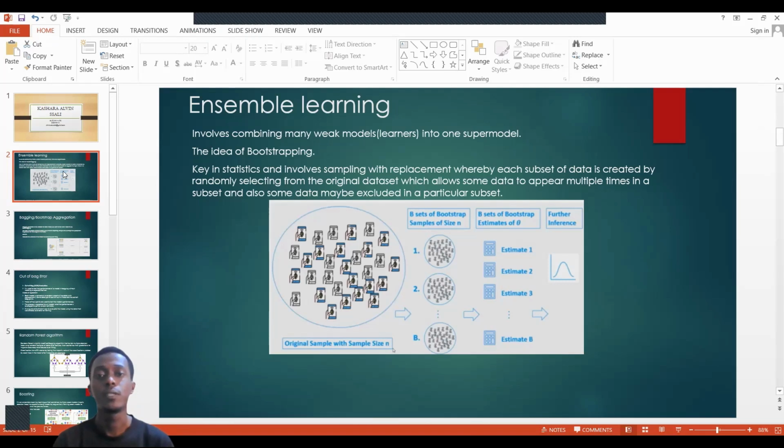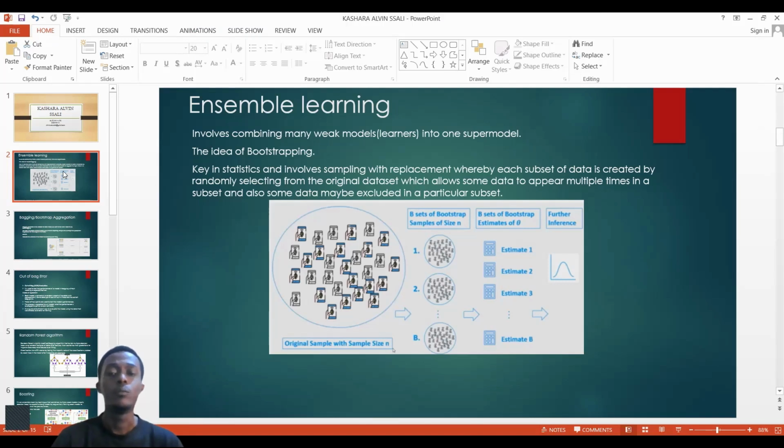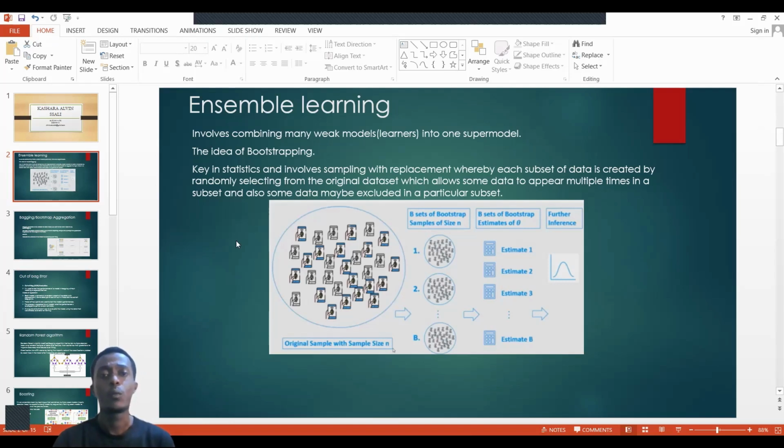This simply means combining weak models, which you can also think of as learners, into one supermodel. Why? To improve prediction accuracy and also get better performance. The main idea in this is called bootstrapping. To talk about bootstrapping, you would think of an original data set in this diagram. Then you carry out sampling with replacement. So what you take, you also put back, and then you come up with these samples you can see. These samples are of the same size, so the size of the first sample is the same for 2 up to B.